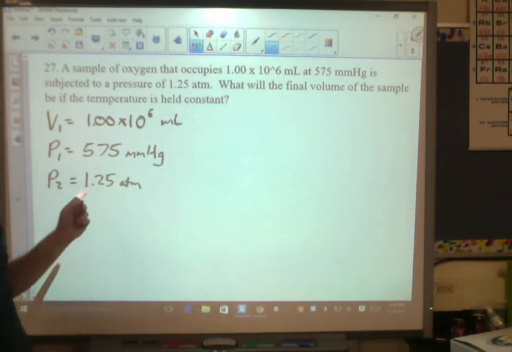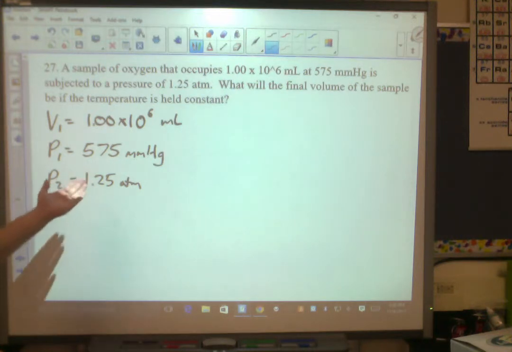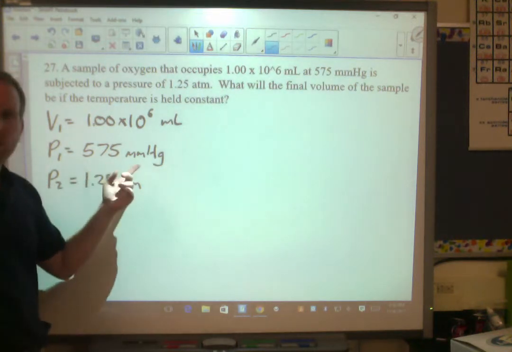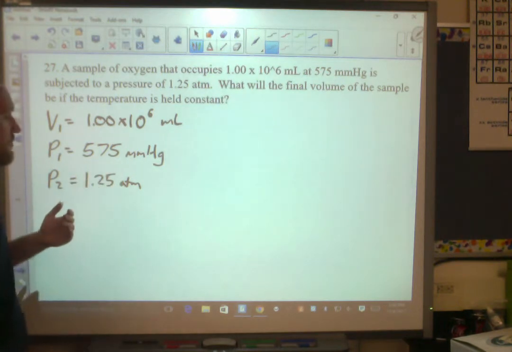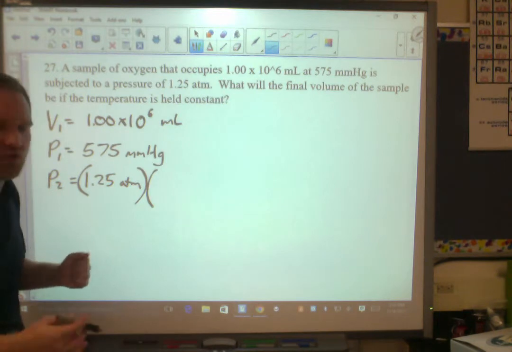Now here's the problem. I'm going to end up dividing one of these by the other one. You can't divide mmHg by atm, so we're going to have to do a conversion here. Now it doesn't matter which one you choose. The units are going to cancel anyway. We have to either turn the mmHg into atm or vice versa. Let's just choose to turn the atm into mmHg. Doesn't matter which way you go.